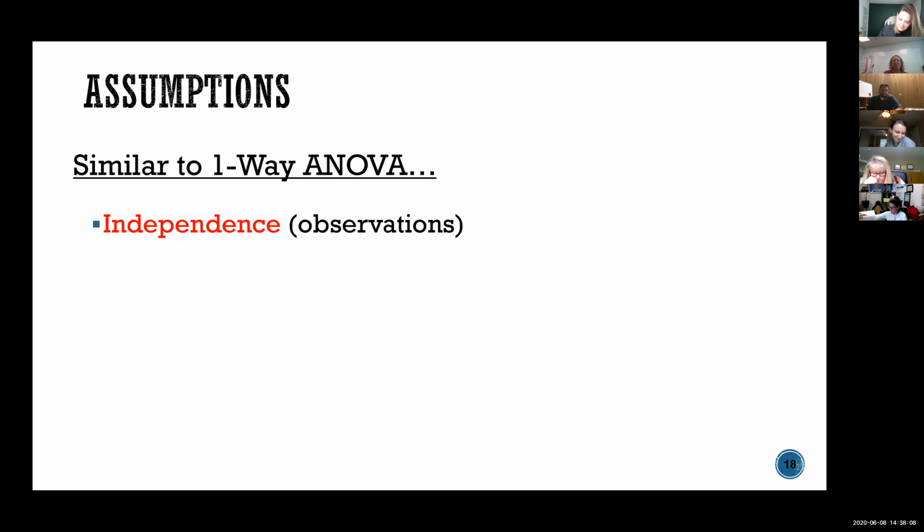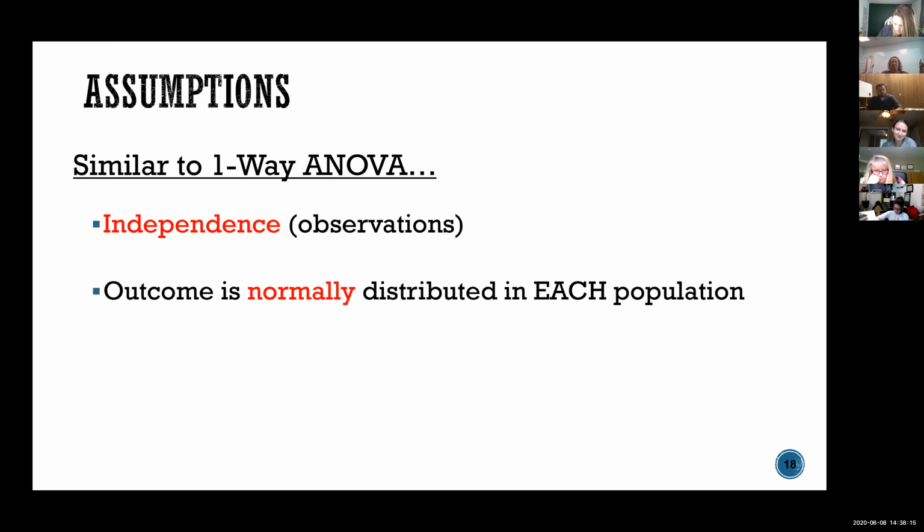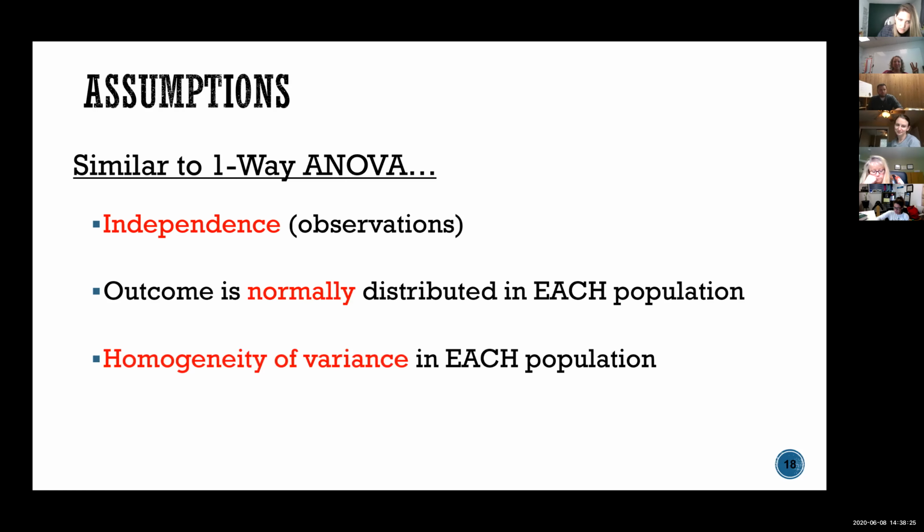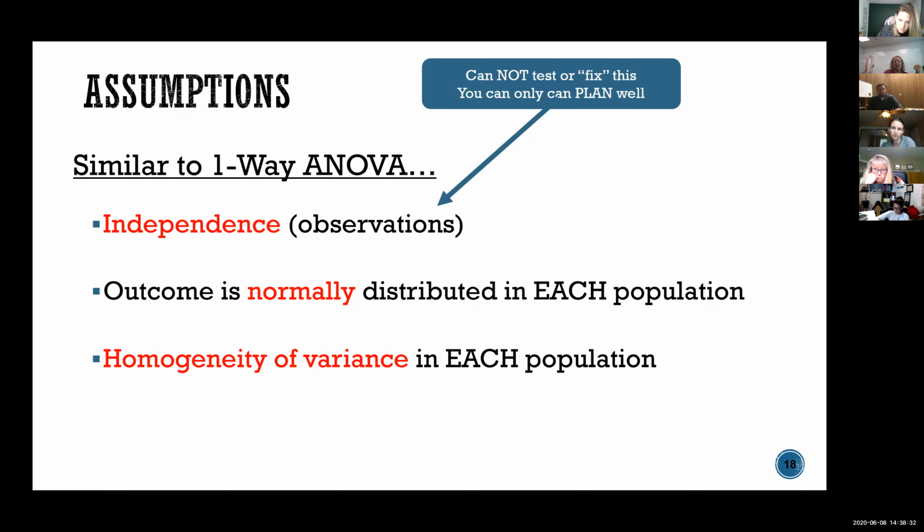So assumptions. These look really, really familiar. Assumption number 1, independent observations. Number 2, normally distributed outcome in each population. But now it means each cell. And homogeneity of variance. But we don't just have K groups, we have R times C groups. So independence, how can we test that? Can't test it. We can just plan to sample the best that we can under the conditions that we have.